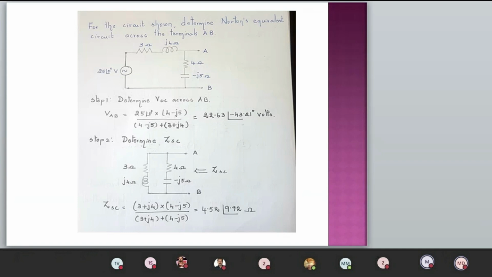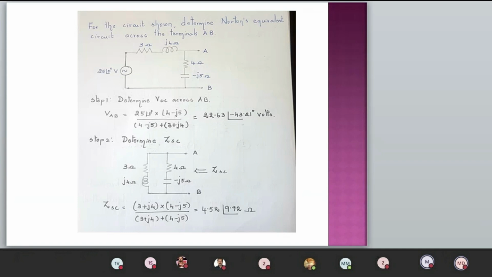For the circuit shown, determine the Norton's equivalent circuit across the terminals AB. Okay, so you have a voltage source of 25 volts. 3 and J4 are connected in series. Together 4 and minus J5 are connected in series. The question is to determine the Norton's equivalent circuit across the terminals AB.